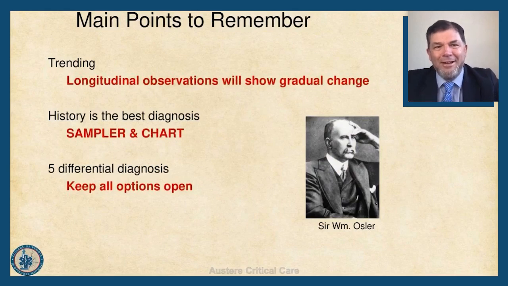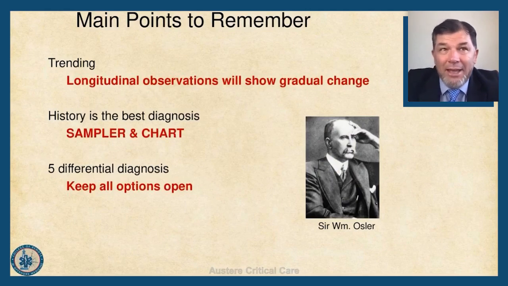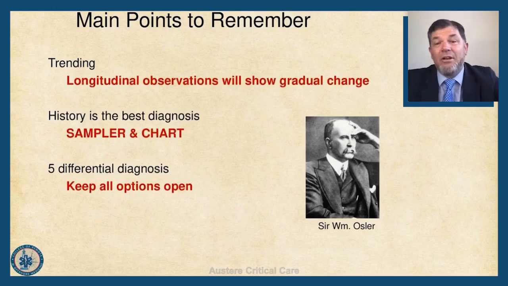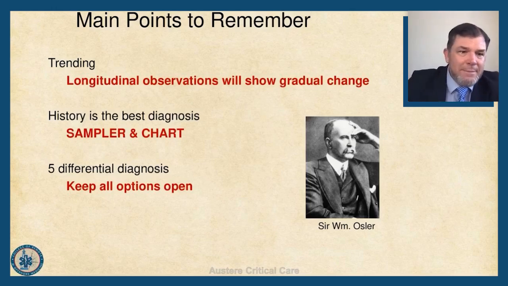So those three things: longitudinal observation, a good history. This is Sir William Osler. He's the one that came up with 85% of your diagnosis is going to be a history. 15% is going to be the rest of the stuff you can do. So you want to be a good critical care practitioner anywhere on the planet. You need to listen to your casualty. That's 85% of your success rate.